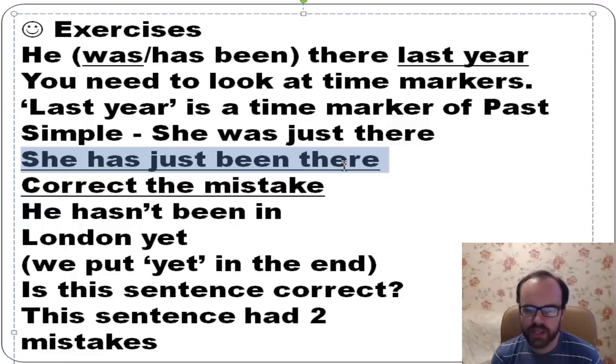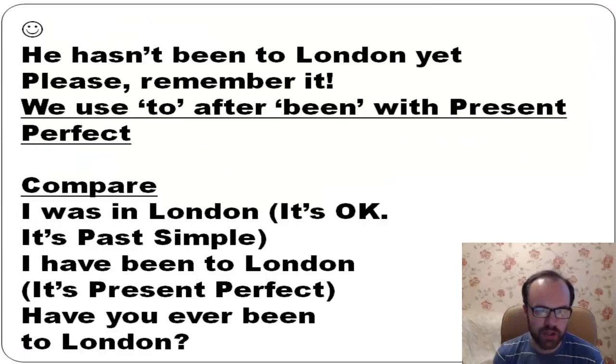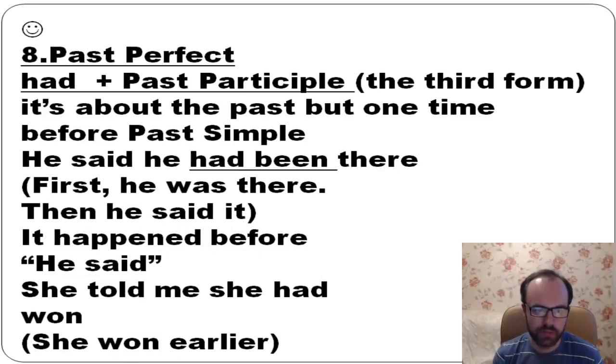Correct the mistake. He hasn't been in London yet. We put yet at the end. Is the sentence correct? The sentence had 2 mistakes. Yeah, good. So he hasn't been to London yet. Please remember it. We use to after been with present perfect. Compare. I was in London, so it's past simple. I have been to London, so it's present perfect. Have you ever been to London?